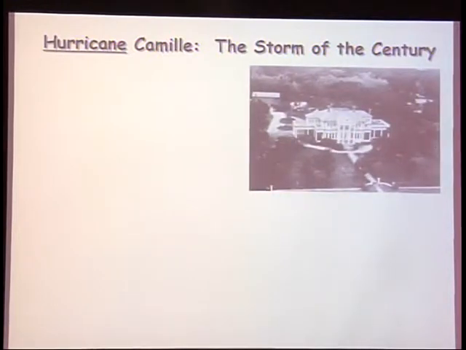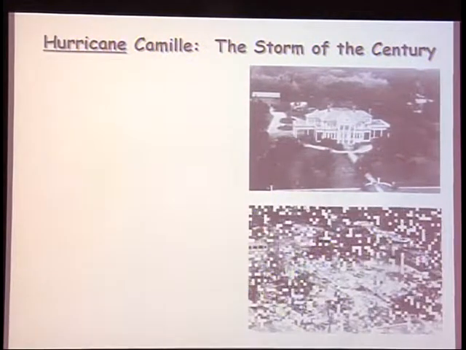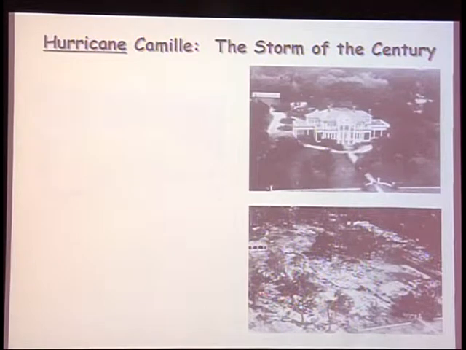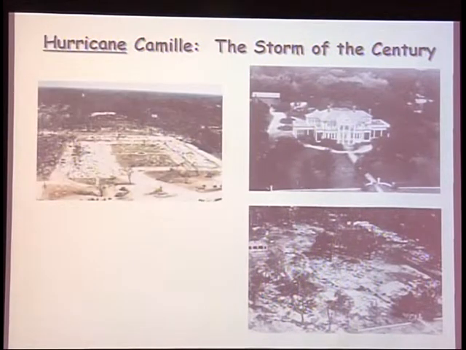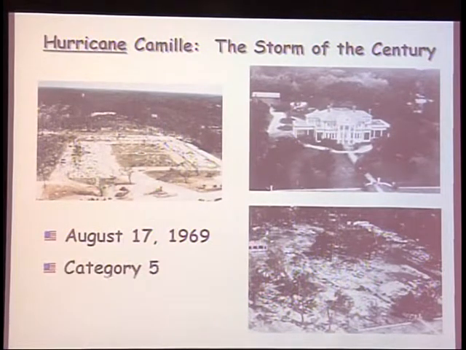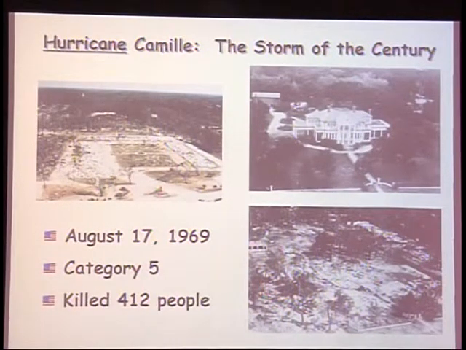Hurricanes. Here's Hurricane Camille's damage, the storm of the century. The Gulf Coast and the Atlantic Coast suffer from hurricanes, usually yearly, if not several times a decade. This was August 17, 1969. It was a Category 5 and killed 412 people.